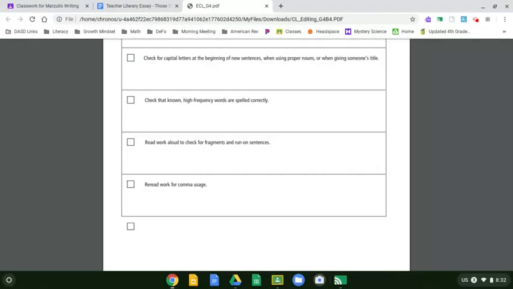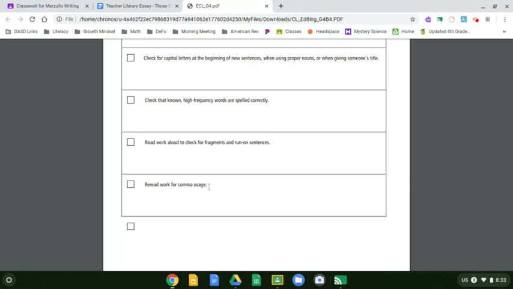You know how it should sound, so a lot of times you will read it the way you think it should sound with the right punctuation, even though it's not there. So I strongly suggest have someone else in the home read it and you listen to them. If the sentence doesn't sound like you think it should, then you're missing a punctuation and you can go back and fix it. The last one is reread work for comma usage.